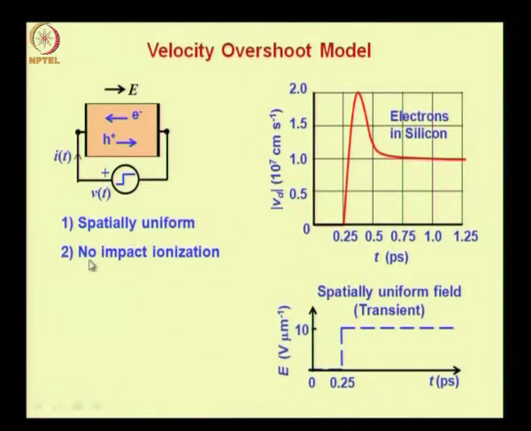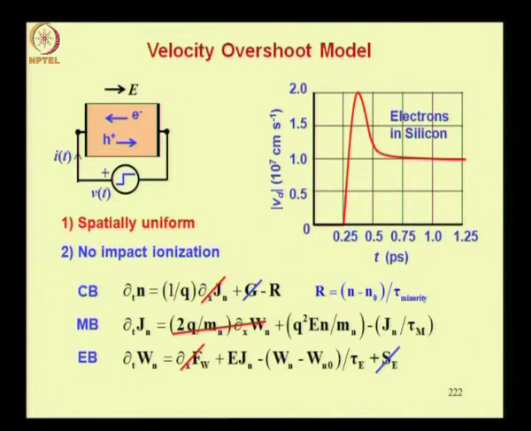Now we will assume that the conditions are spatially uniform and there is no impact ionization. Again, because this is a high field effect, we are going to ignore impact ionization so that our analysis is simple. So let us begin with the equations again. Now because of spatial uniformity, the spatial derivatives have all been neglected. Now look at this carrier balance equation. This term is 0 because no impact ionization, the term G is 0.